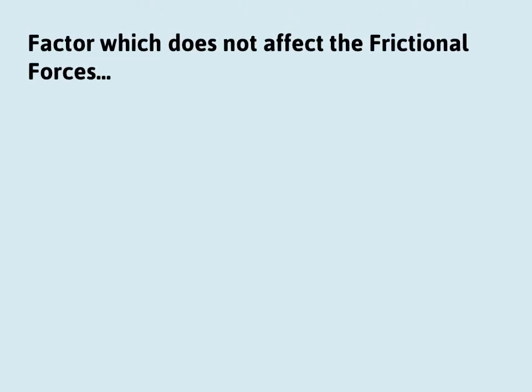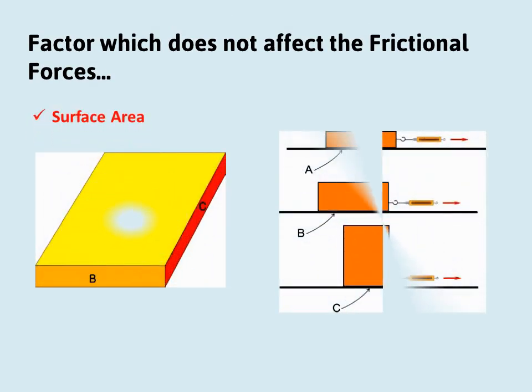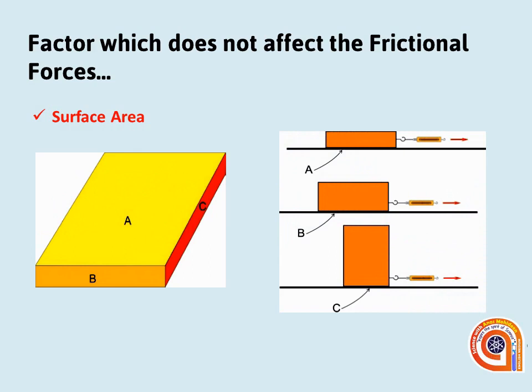Factor which does not affect the frictional forces. There is one factor which won't be affecting the frictional force, that is surface area. Surface area is different from the nature of the contacting surfaces, right? Here you see there is an object, and it has three surfaces. The three surfaces have three surface areas, A, B and C. You can see the difference.